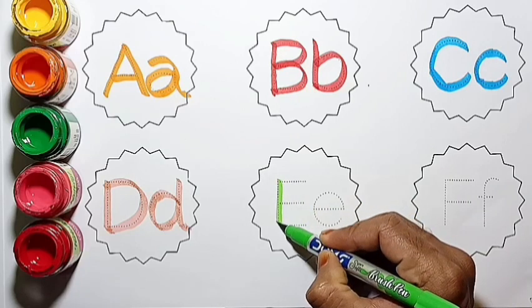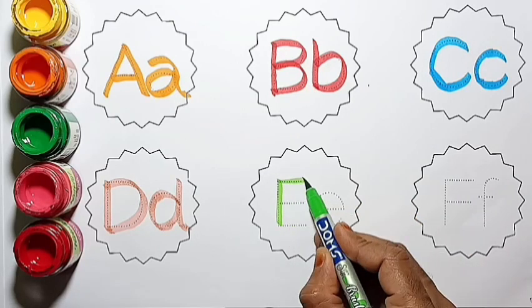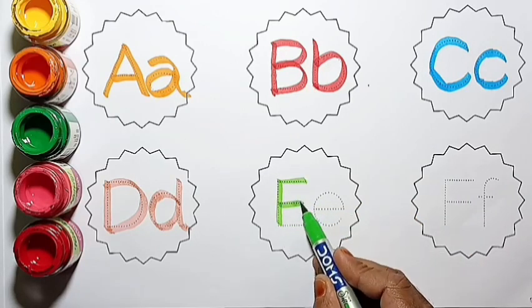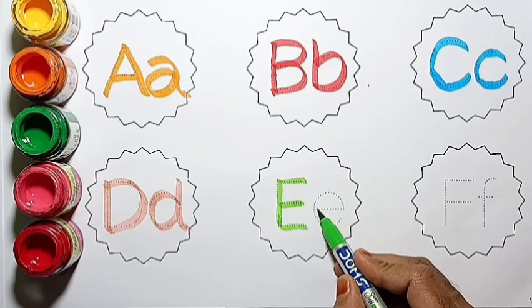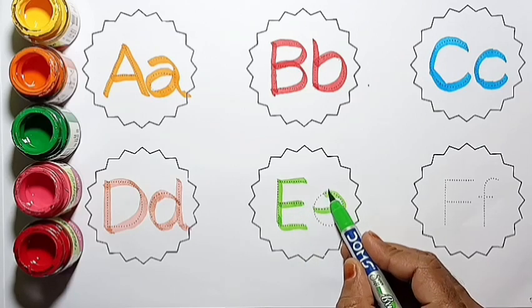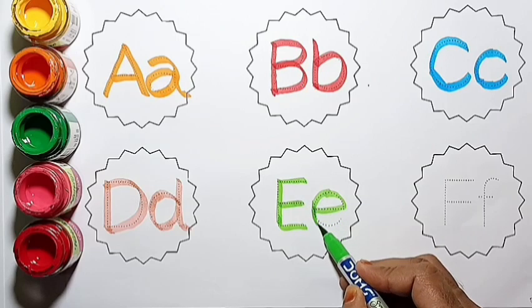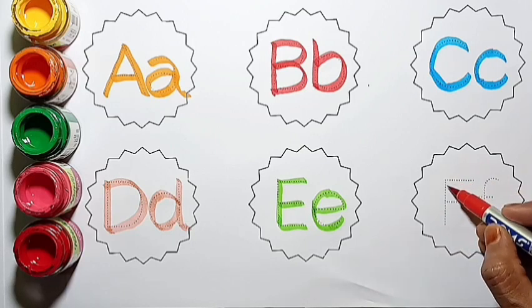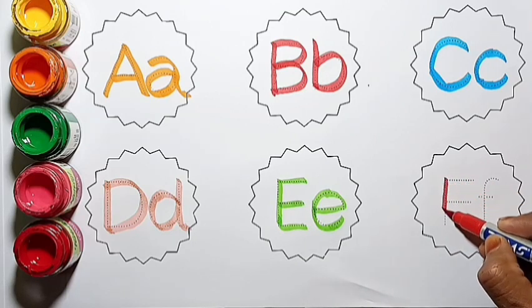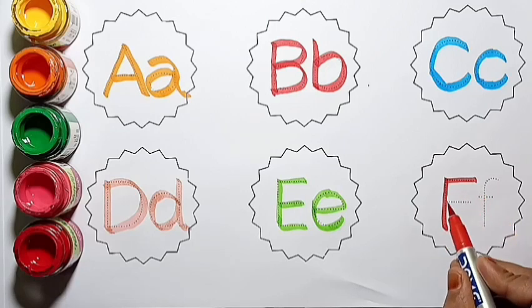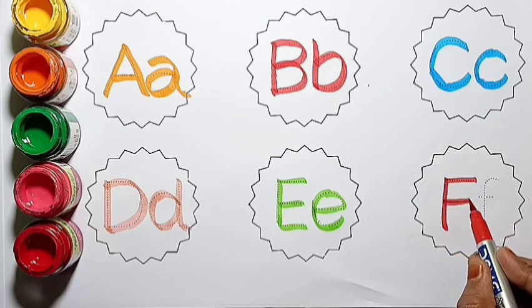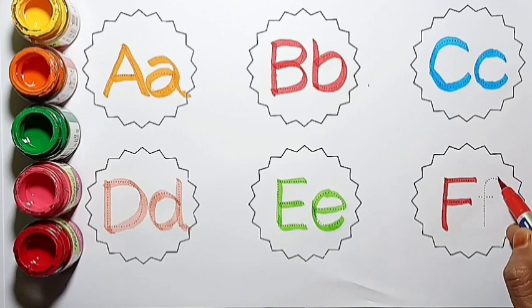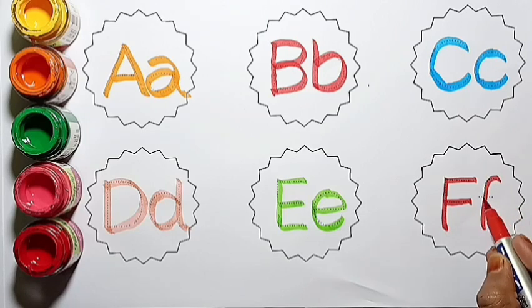Green color. Capital E. Small e. E for eagle. E for egg. Red color. Capital F for fish. Small f for fan. F for fan.